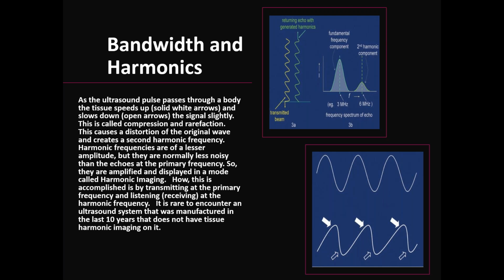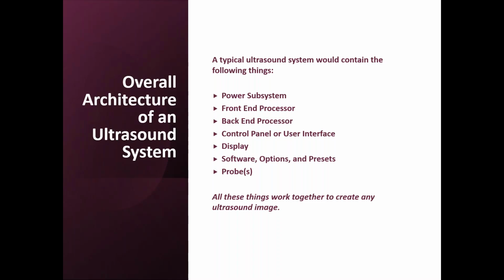It's rare to encounter an ultrasound system that was manufactured in the last 10 years that does not have some kind of tissue harmonic imaging on it, and that's why I bring this up. The background on a harmonic image is often darker than that of a primary frequency image, and I just want you to be aware of that when you start into troubleshooting.